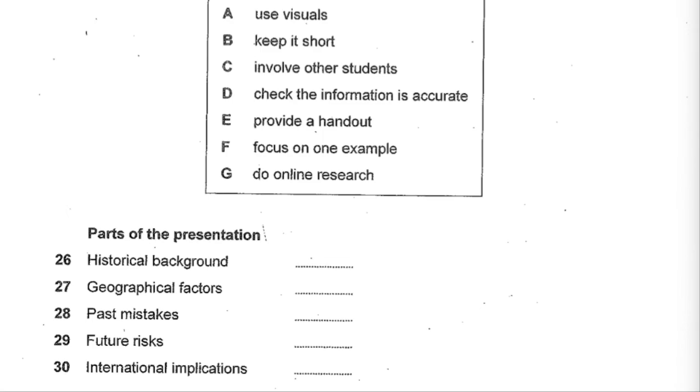So that's the end of it. Now let's take a look at the answers. For 26, we've already discussed it is going to be option B, keep it short. So you'll not write keep it short, you'll only write option B, just B. Geographical factors 27th, it is A, which is use visuals. For 28th, it is focus on one example, which is F. 29th is do online research, G. 30th is international implications, which is involve other students, C.